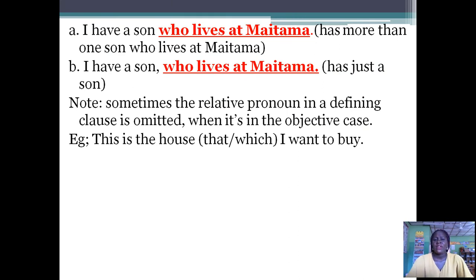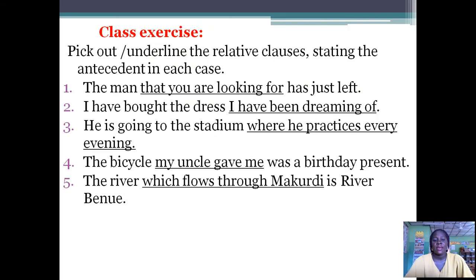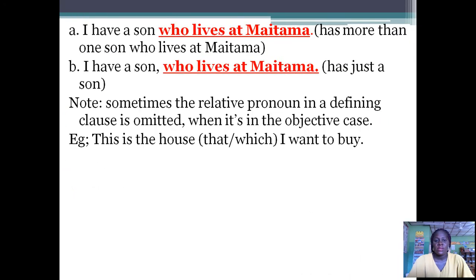Then we have, I have a son who lives at Metama. And then I have a son who lives at Metama. The first one does not have a comma to it. It means he has more than one son who lives at Metama. And the second one is saying she has one son who lives at Metama.